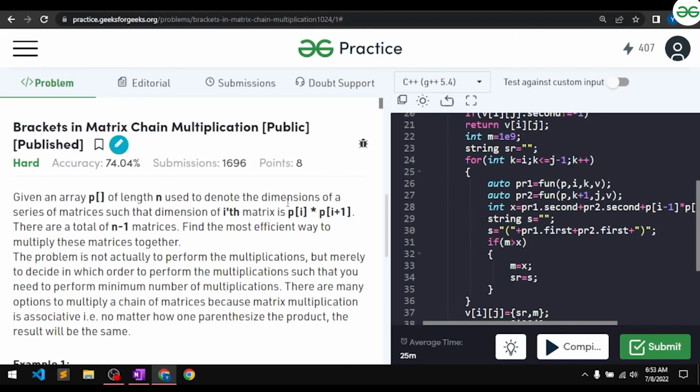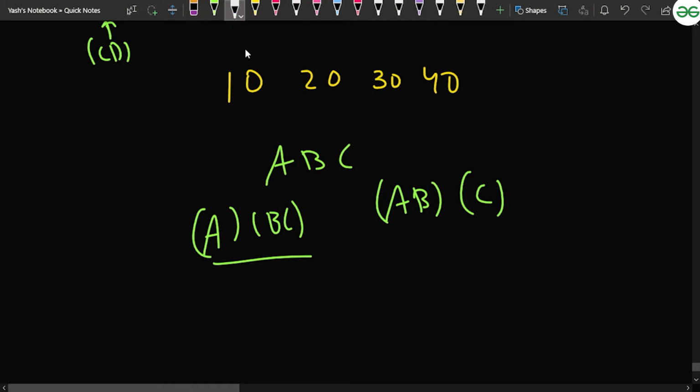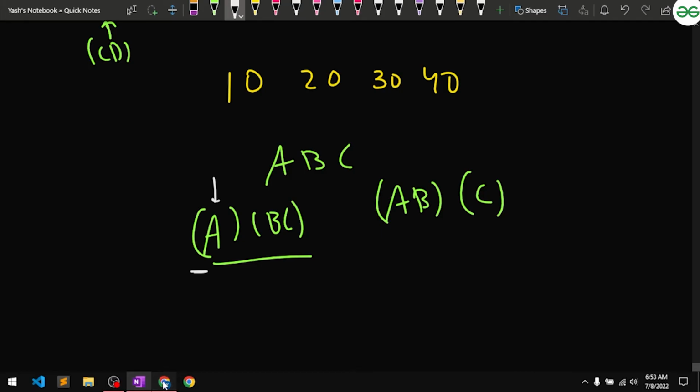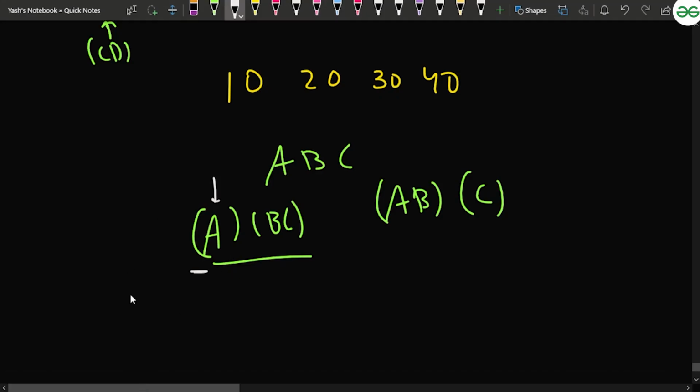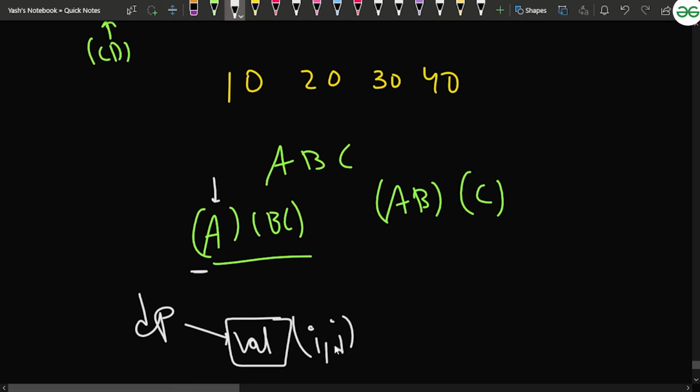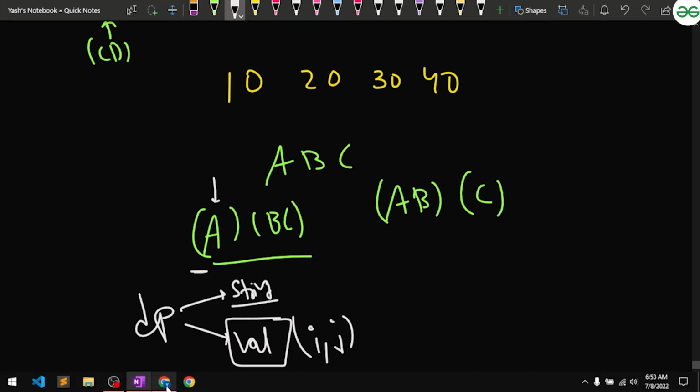We can find this using the DP approach here only, but in this case we have to use the brackets, right? The concept is that we have to represent the matrices in terms of A, B and C, and we have to use the brackets as well. For doing this, we can have our DP not only storing the value, right? In this case, the DP will not only store the minimum value for the particular I and J, but also the string. Okay, that is what will happen here.